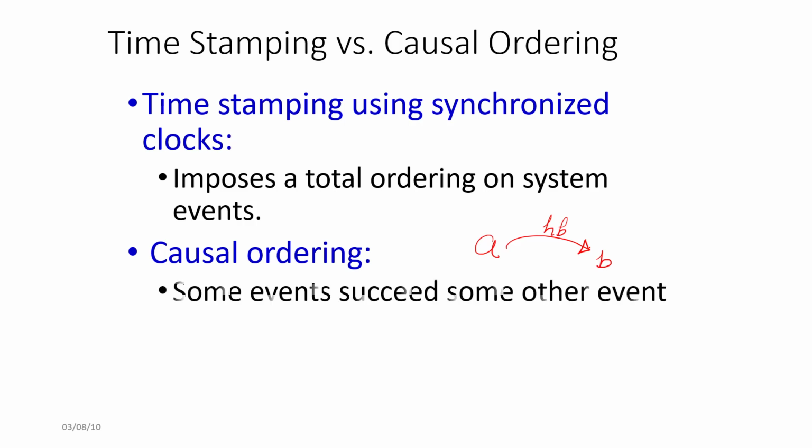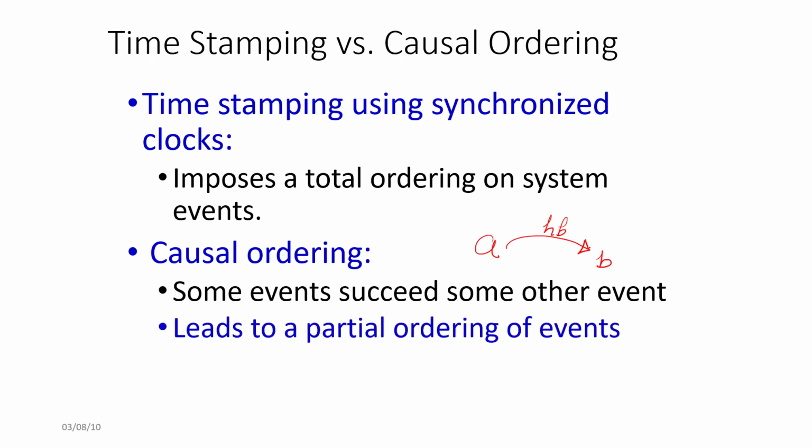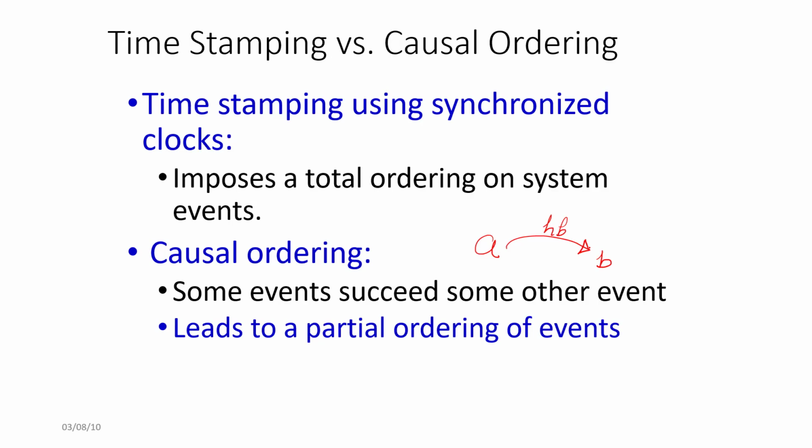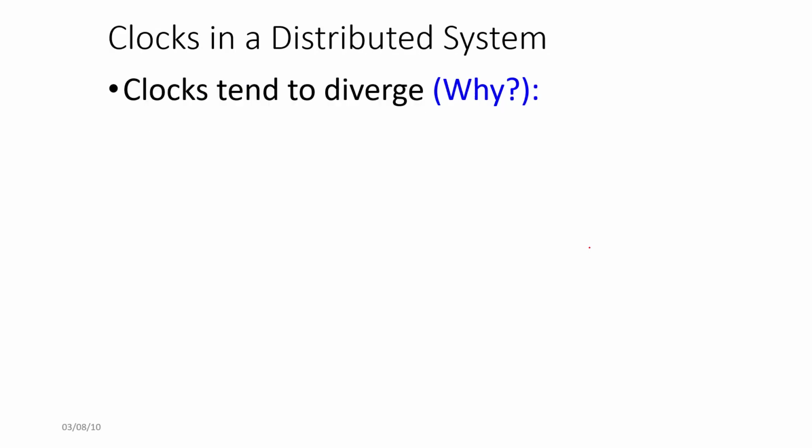This is known as causal ordering, right? Some events succeed some other events. So this would, needless to say, lead to a partial ordering of events. But again, in this case, if I just go back to this slide, we are not talking about causal ordering. We are talking about real clocks, which show real time. So we need to understand why in a large real-time system clocks will show some degree of divergence, or why they would tend to diverge. This is an important question.